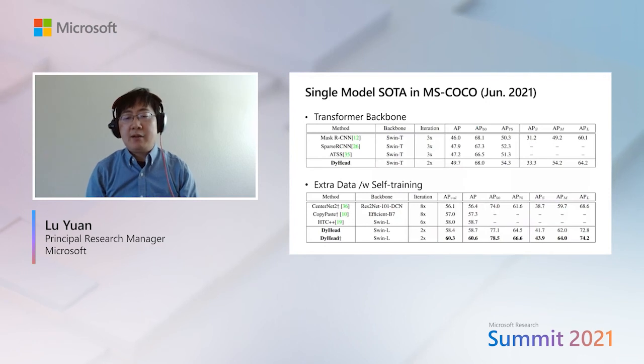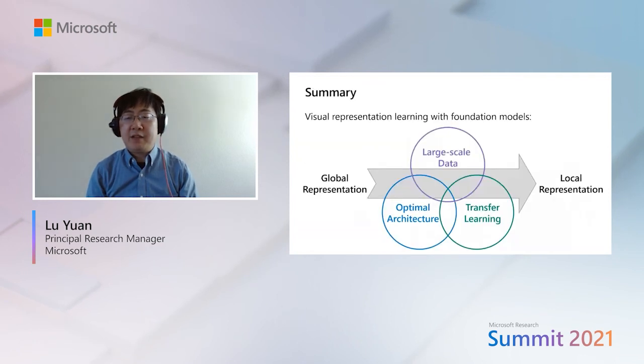As a summary, visual representation learning benefits from foundation models trained from big data with advanced and optimized architecture and self-supervised learning for better transfer. Three key factors help extend its capabilities from global representation to local representation, which will offer a unified stack to serve a wide range of computer vision tasks.